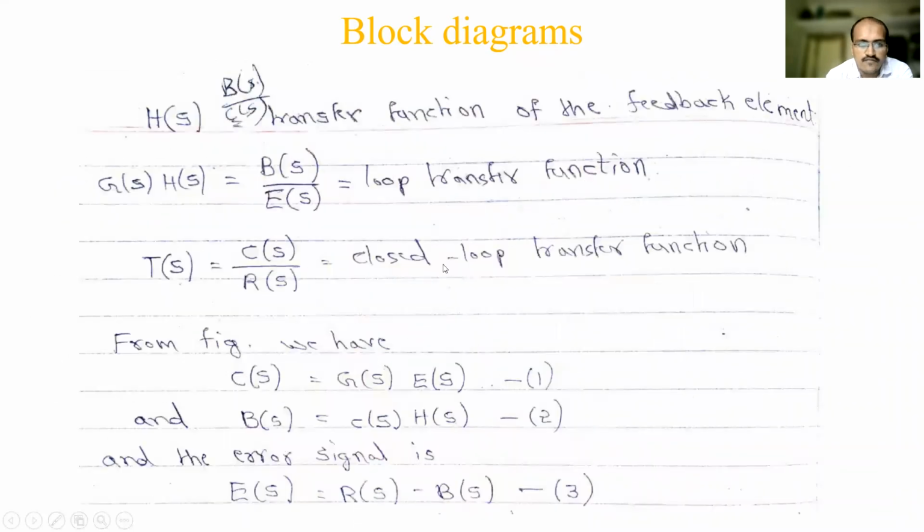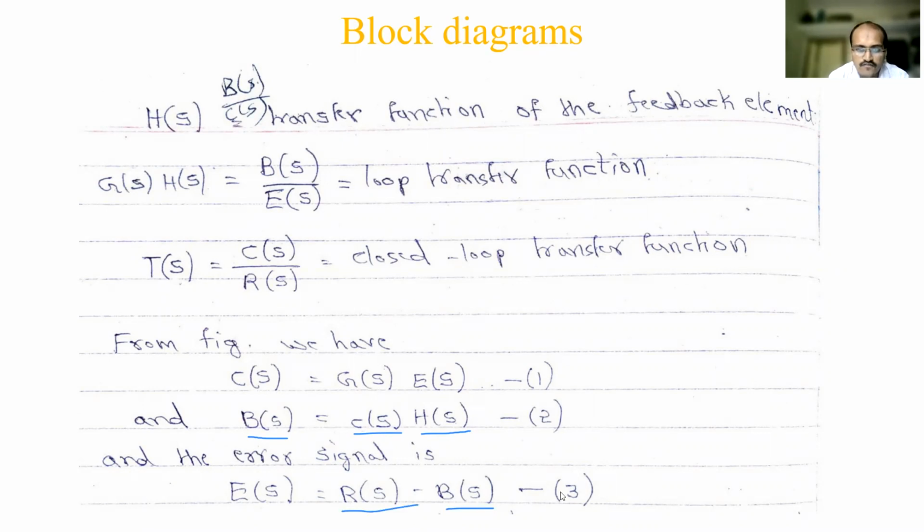So from the figure we have C of S is equal to G of S into E of S. Make it equation 1. A simple derivation. Then B of S, another signal that is in the feedback loop, is given as C of S, the input, times H of S, the transfer function of that block. So you got two equations, and then the error signal is given as plus R of S and minus B of S. Now you have to use these three equations to derive the result.